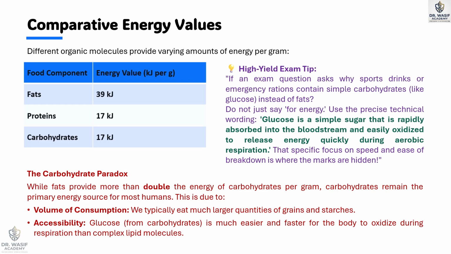As an exam tip for you: if an exam question asks why sports drinks or emergency rations contain simple carbohydrates like glucose instead of fats, your answer should be very simple and technical. Do not just say that it is for energy. Use precise technical wording: glucose is a simple sugar that is rapidly absorbed into the bloodstream and easily oxidized to release energy quickly during aerobic respiration. And that specific focus on speed and ease of breakdown is where the marks are hidden.